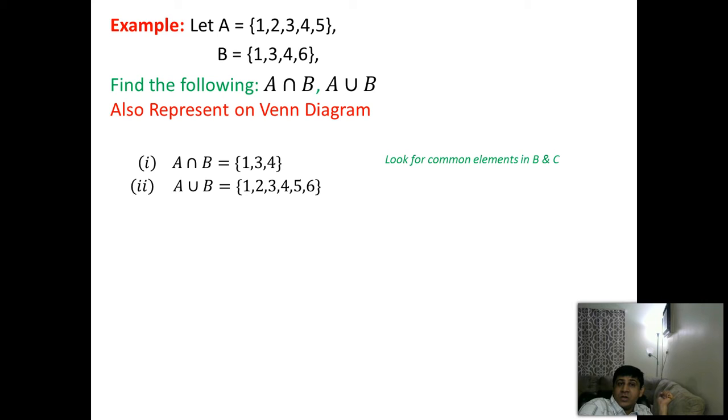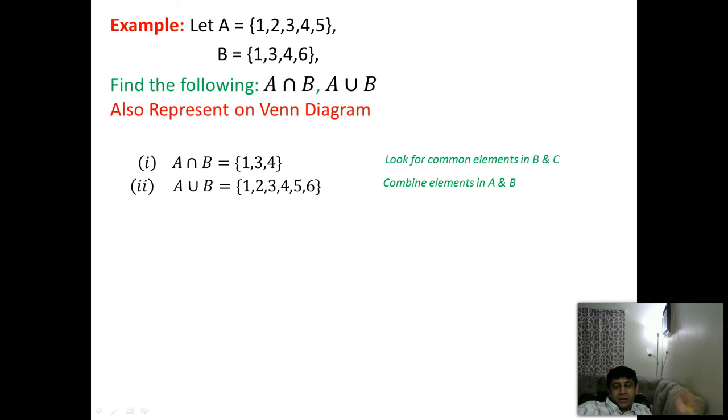Now to find A union of B, as I told you earlier, we are combining all the elements in A and B without repetition. So do not repeat the elements. We have 1, 2, 3, 4, 5 in this one. 1, 3, 4 are already in this one, so include 6. This is your union, A union of B.